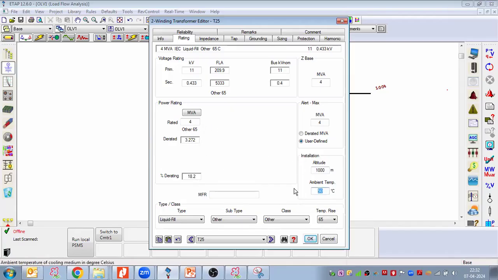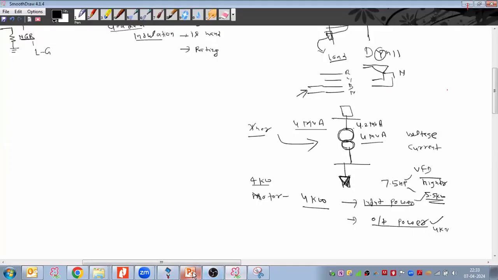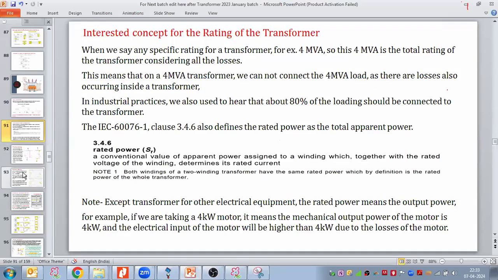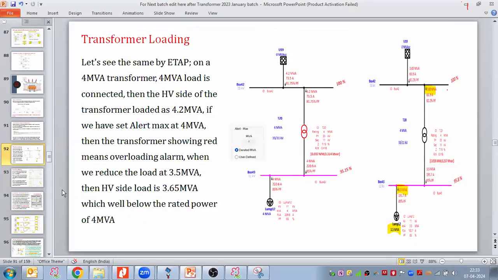So whenever we do any kind of study through ETAP, even though your site temperature is 50 degrees Celsius, in ETAP we put 30 degrees Celsius. So that derating we can avoid, and it will be based on the 4 MVA only. I hope I'm clear about both concepts. So this we have discussed.